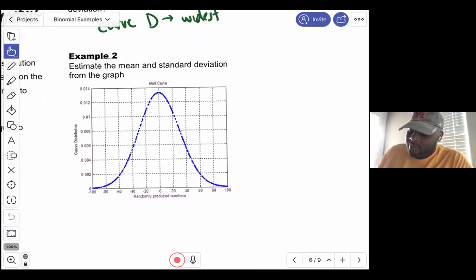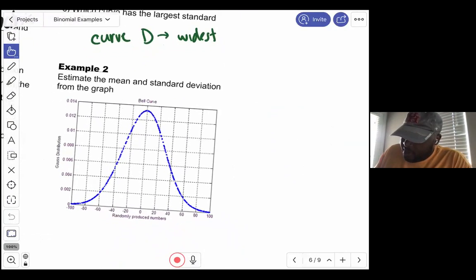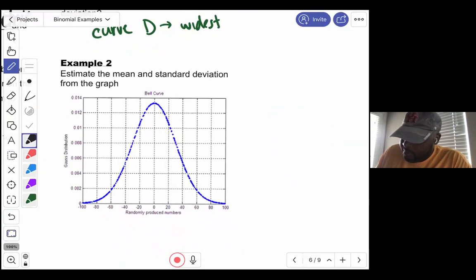Look at example 2. It says estimate the mean and standard deviation from the graph. To find the mean, we always look at the center of the graph. The center of the graph is sitting at what value? When you look down here, the center of the graph is sitting at 0. So the mean is equal to 0.